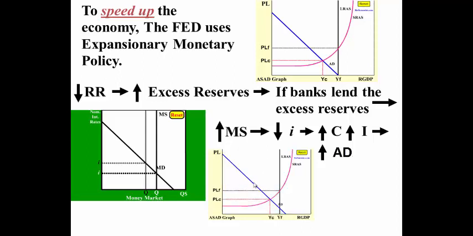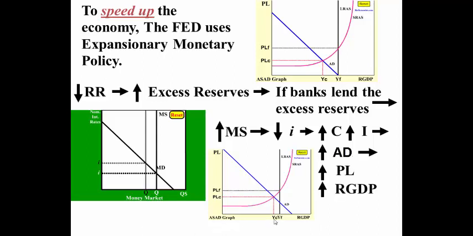As aggregate demand shifts to the right, watch what happens to the price level. The price level goes up. Notice that as aggregate demand shifts to the right, the price level goes up. Real GDP and national output also go up. Watch how Y sub C gets closer to Y sub F. Real GDP and national income go up.